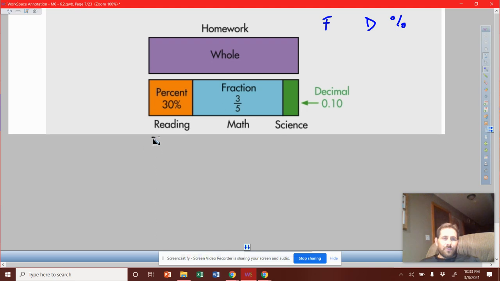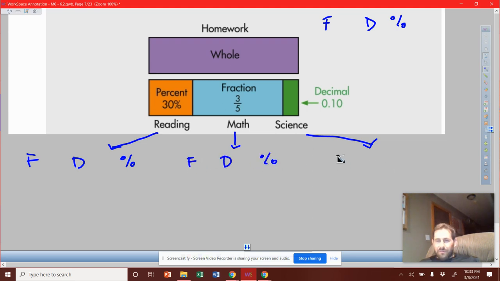So we can see for reading, I'm going to kind of separate these out. I want the fraction, decimal, and percent for reading. I want the fraction, decimal, and percent for math. And I want the fraction, decimal, and percent for science. So obviously one of these is already given to you.